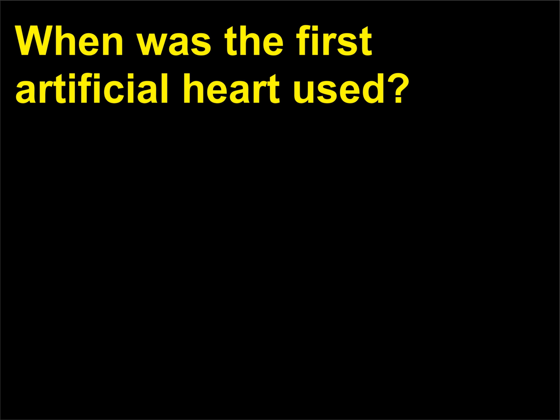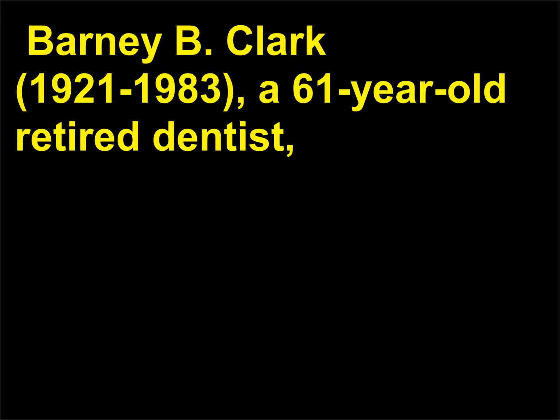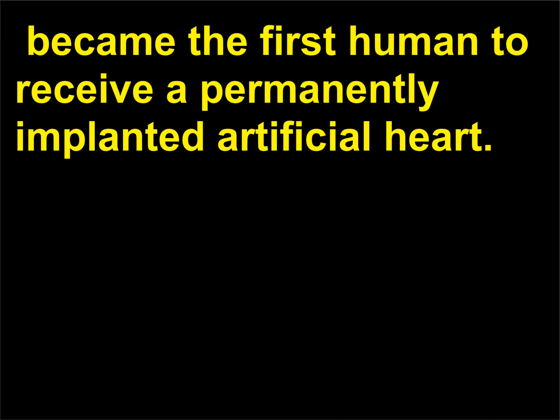When was the first artificial heart used? On December 2, 1982, Dr. Barney B. Clark, 1921 to 1983, a 61-year-old retired dentist, became the first human to receive a permanently implanted artificial heart. It was known as the Jarvik 7 after its inventor, Dr. Robert Jarvik, 1946.